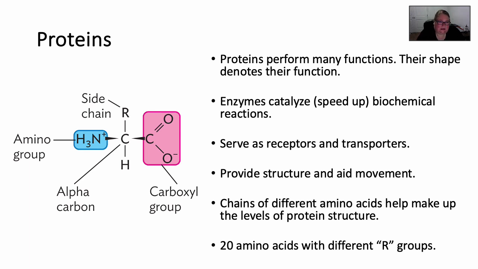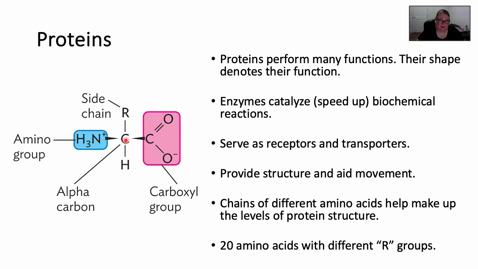But all proteins, no matter their shape and their job, all have a unique monomer. Proteins are made of amino acids, and these protein monomers have 4 parts. So we have a central carbon.